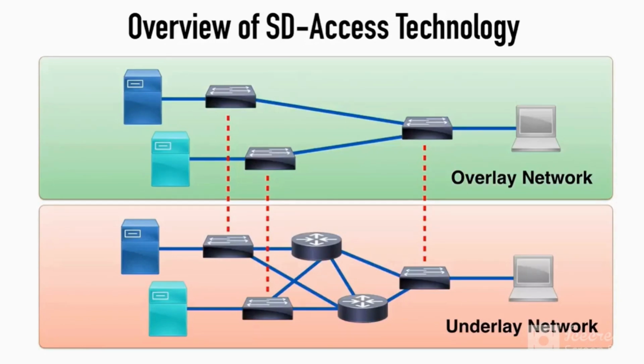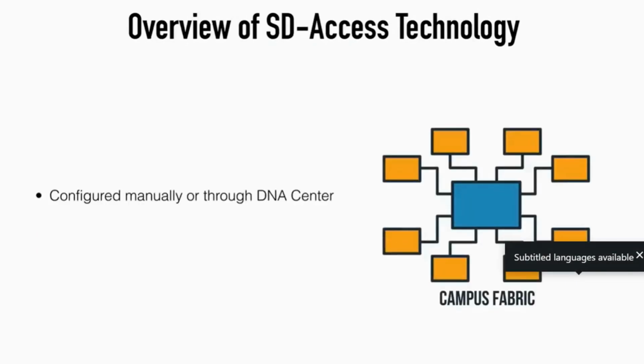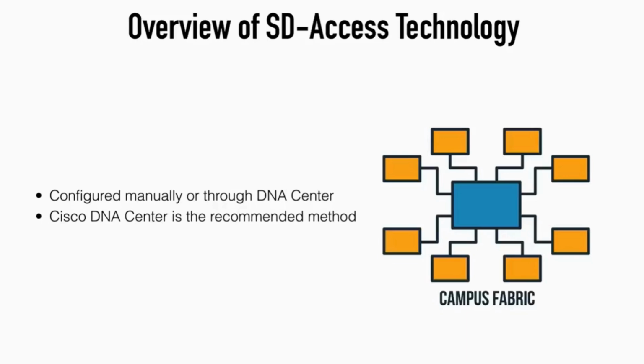So here we can see that even though our underlay network is a little more complicated and it has a few more intermediate devices, the overlay network simply sees that as a much smaller and simplified network. So that's just a really easy example of how that works. The campus fabric overlay can be configured through CLI or API, or it can be fully automated through DNA Center, which is actually the recommended method.